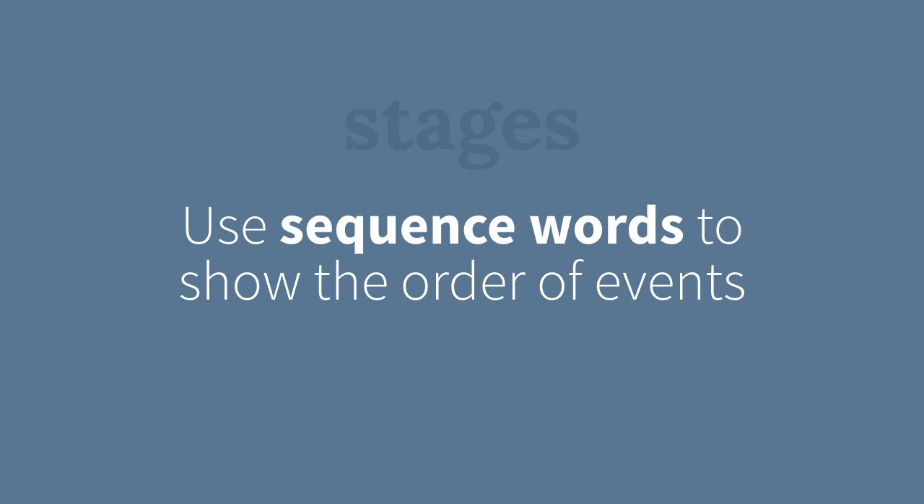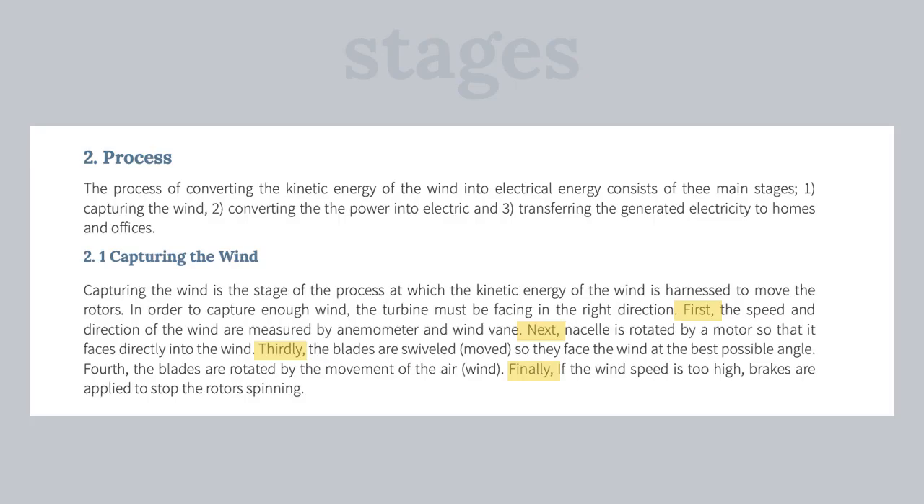And it's important here to make sure that you use sequence words to show that you are describing a process and to separate the different steps out. So you can see here, I've used sequence words at the beginning of every sentence. And it doesn't just have to be first, second, third, fourth. You can use words like next, then, after that, finally, lastly, but make sure you start each sentence with a sequence word to show clearly where each step begins.